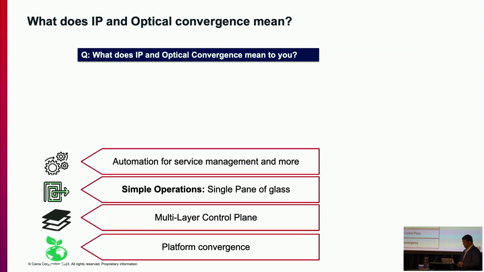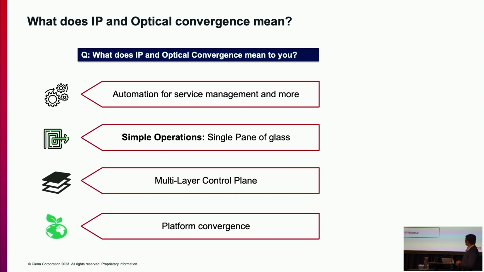So going back to the technical discussion, as you know, a lot of focus is going around IP optical convergence. Let's try to understand what exactly it means and what it brings on board. Different people have different aspirations, trying to achieve different things from IP optical convergence. Many are looking at automation of service management. Others are looking at simple operations, a single pane of glass so that I can manage my service provisioning and service management at different layers with ease of management.